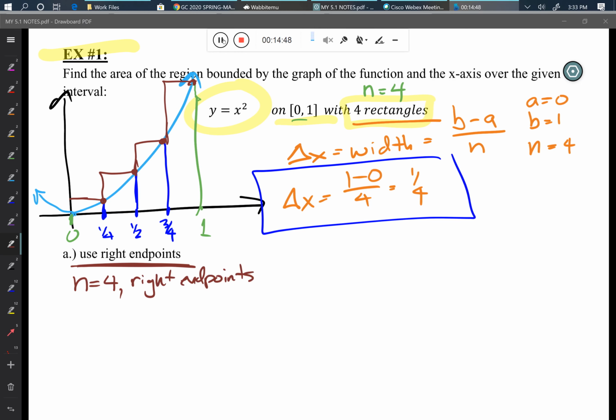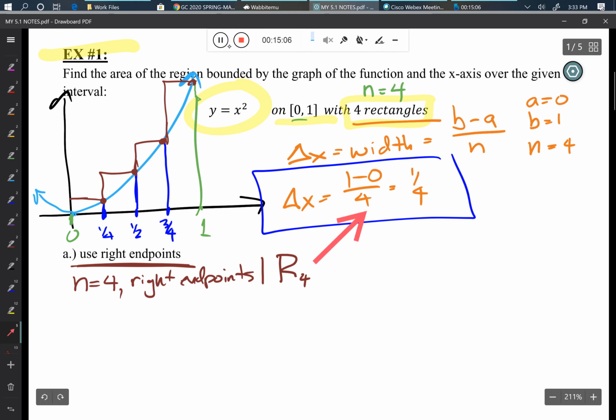But I know what you're thinking. Isn't there shorthand for that? There is. The shorthand we're going to use is a capital R, and a subscript 4. Capital R for right, subscript 4 for 4 rectangles. Implied in that is this right here, that every rectangle will have that same width.